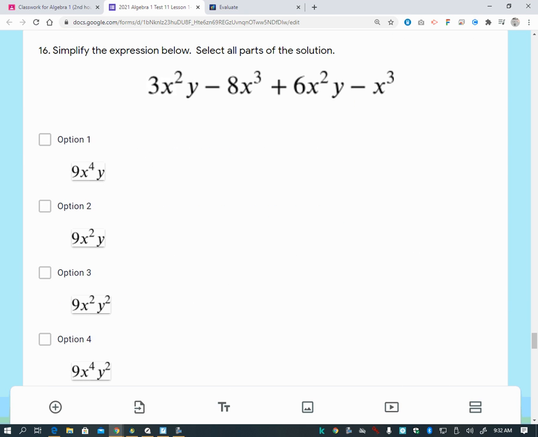Number 16: simplify the expression below, select all parts. What do I need to look for? This kind of goes back to a similar question. Like terms. How do I identify like terms? Variables and their exponents. Okay? So, Grayson, is there a like term to 3x squared y? Okay, what is the like term with 3x squared y? Perfect.